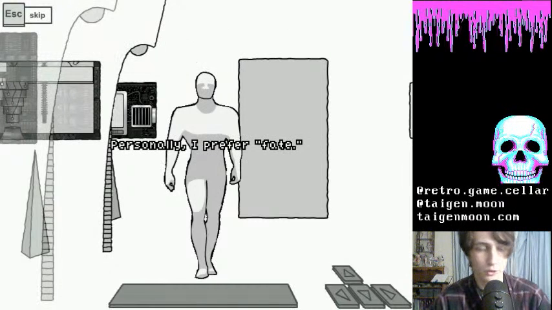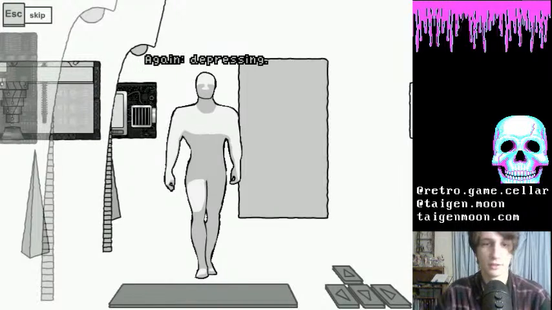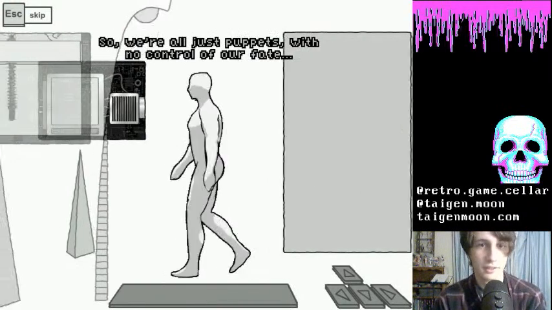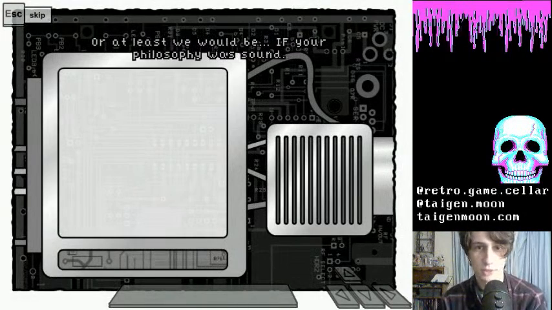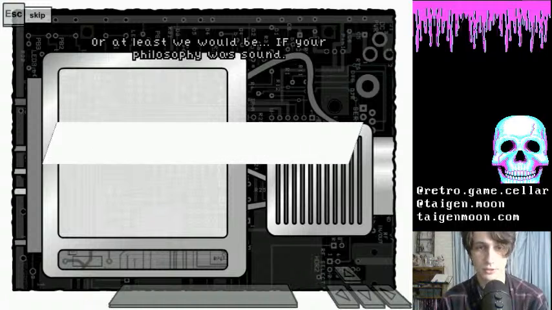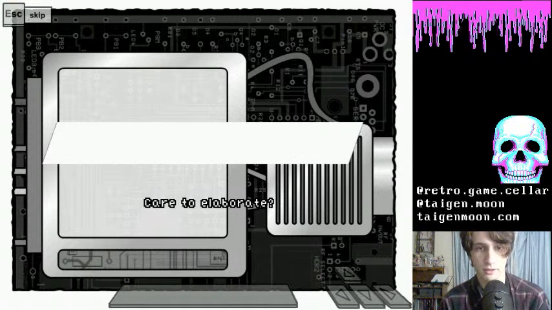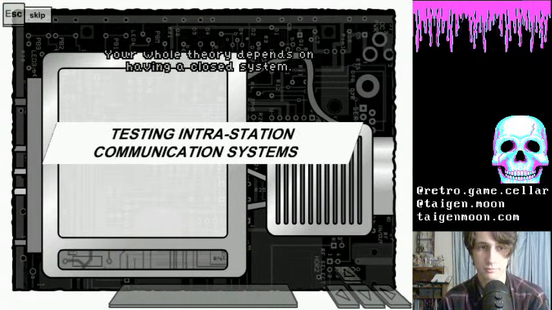Personally, I prefer fate. Destiny has too many positive connotations. This is such an edgy AI. So we're all just puppets with no control of our fate. Or at least we would be if your philosophy was sound. I feel like there's problems with... Yeah, care to elaborate? You know I would.